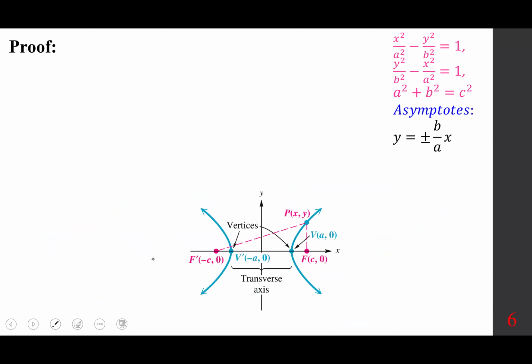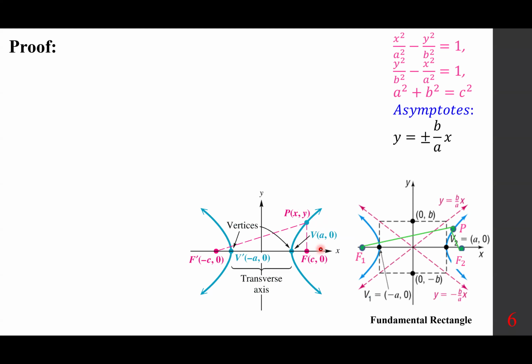All right. So here are the formulas that have been discussed. Here's the graph. Here are the two vertices. Here are the two foci, focus 1, focus 2. And here's a point with coordinates x comma y. Here's the distance from P to F prime, and here's the distance from P to F. Their difference is constant. Fundamental rectangle: (a, 0), (-a, 0), (0, b), (0, -b). y equals b over a times x, y equals minus b over a times x. So those are the equations of the asymptotes.